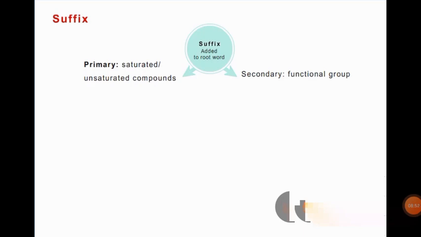Suffix is added to the root word after the root word. The suffix gives two pieces of information. One is whether the given compound is saturated or unsaturated. Saturated means there is no double bond or triple bond. Unsaturated means there is the presence of multiple bonds. So if there is the presence of an alkene, it will be ene. We'll talk about that. The second information the suffix gives is what the functional group is.